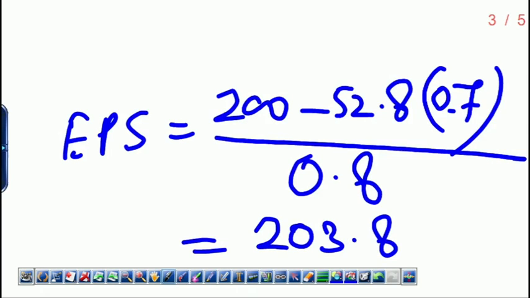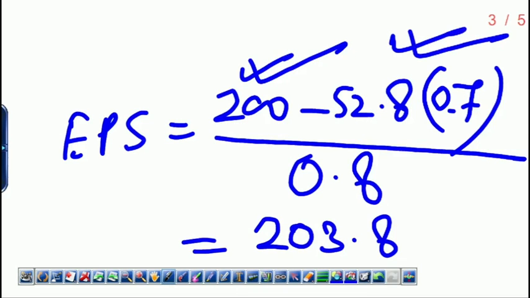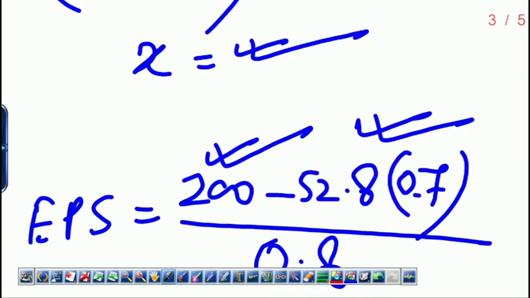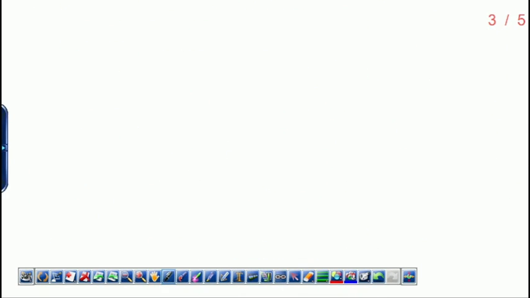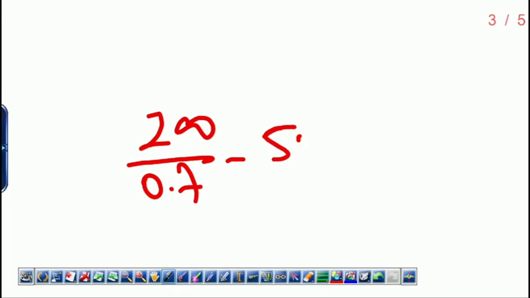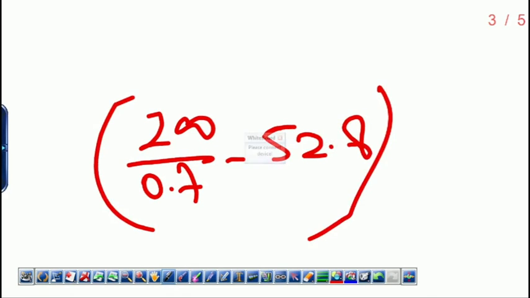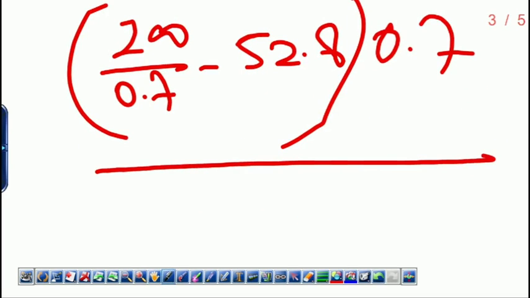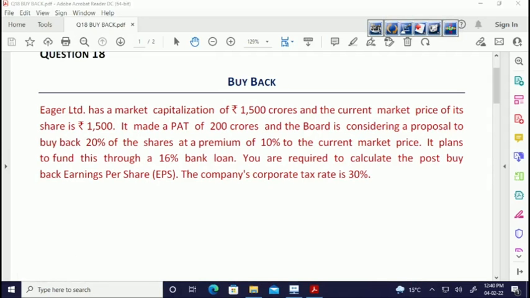Of course, you have to decorate it and all that stuff. Old PAT minus the post-tax interest. No, sir, I don't like this. Okay, no issues. You find out the pre-tax profit. Let me do it again. 200 divided by 0.7 is the pre-tax profit, minus 52.8 is the interest. The whole into 0.7 is the new PAT, the whole divided by 0.8. Anyways, doesn't matter. 203.8. So that was buyback.